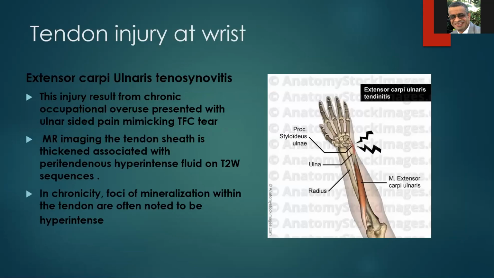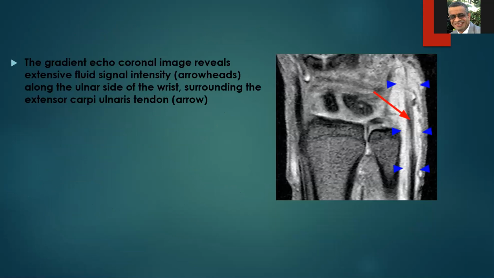Tendon injury at the wrist. Extensor carpi ulnaris tenosynovitis. This injury resulted from a chronic occupational overuse, presenting with ulnar-sided pain mimicking a triangular fibrocartilage tear. On MR imaging, the tendon sheath is thickened with peritendinous hyperintense fluid on T2 weighted sequences. In chronicity, foci of mineralization within the tendon are often noted to be hyperintense. The gradient echo coronal image reveals extensive fluid signal intensity, the arrowheads, along the ulnar side of the wrist surrounding the extensor carpi ulnaris tendon, the arrow.